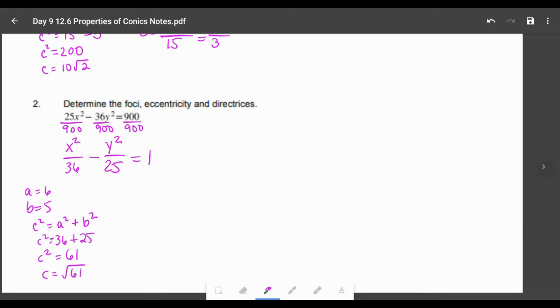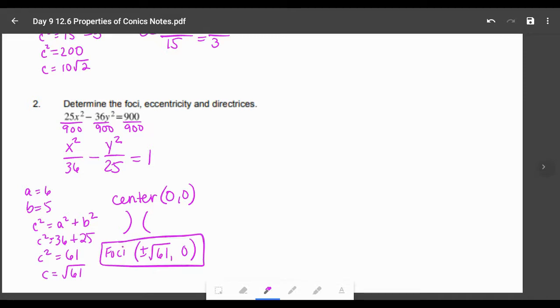All right, to find the foci, we know that the center is at 0, 0, and the hyperbola opens left and right since the x squared is the positive fraction. So from there, we know that we have to go root 61 in each direction, left and right. So we're going to do 0 plus or minus root 61, comma 0. So these would be our foci. All right, now let's find eccentricity, which is c over a. And that would give me root 61 over 6, and that does not simplify any further.